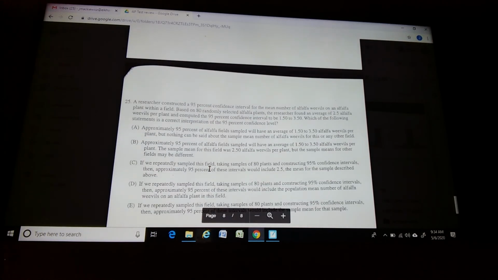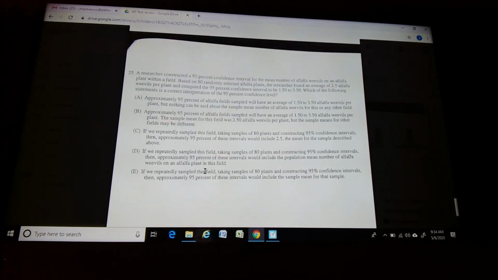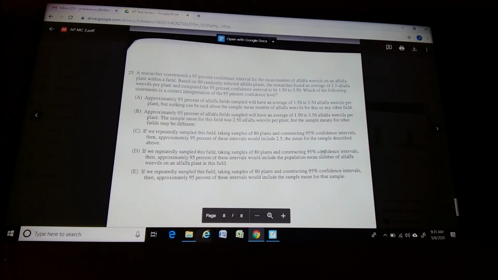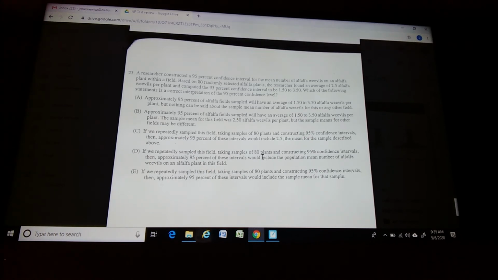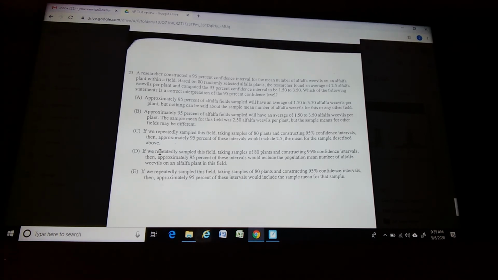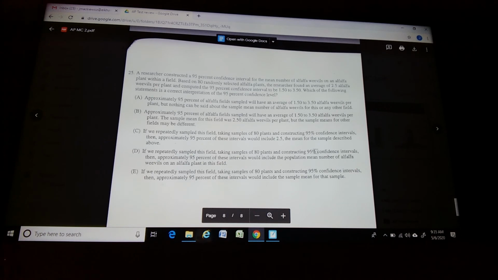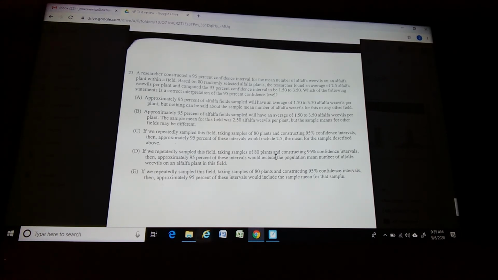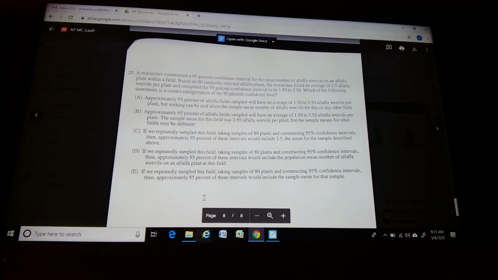Last one of these, this is what a confidence level is, and we've gone over this. I'll just give you the answer. It is D. It's if we do this multiple times, 95% of the time, it includes or captures the population mean. Those are the key words or phrases.